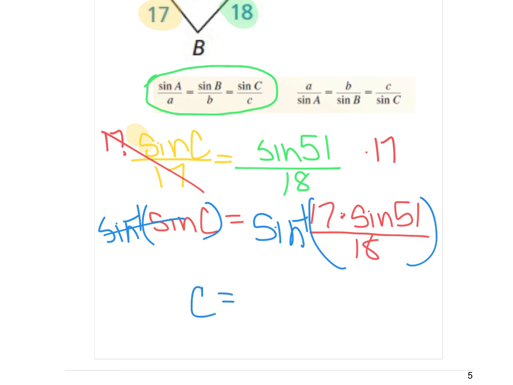When I put that in the calculator, very carefully make sure that you are using inverse sine and that you have the 17 times the sine of 51 in the top and divided by 18. And if you did it correctly, you should end up with that angle C is 47.2 degrees.